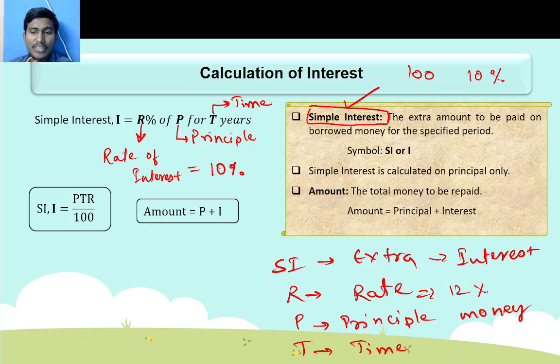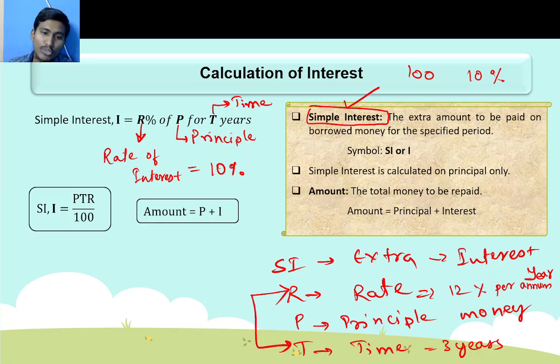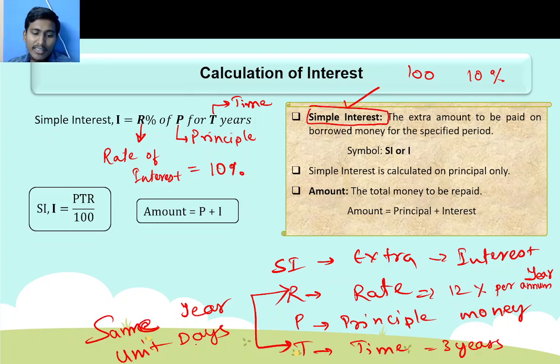Rate of interest is 12% per annum. Per annum means year. Time will be 3 years, 4 years, 5 years, like that. This rate of interest and time should be in the same unit. If it is year, it should be year. If it is days, it should be days. If it is months, it should be months. Both rate of interest and time should be the same unit. Understand? Then you just have to do calculations.